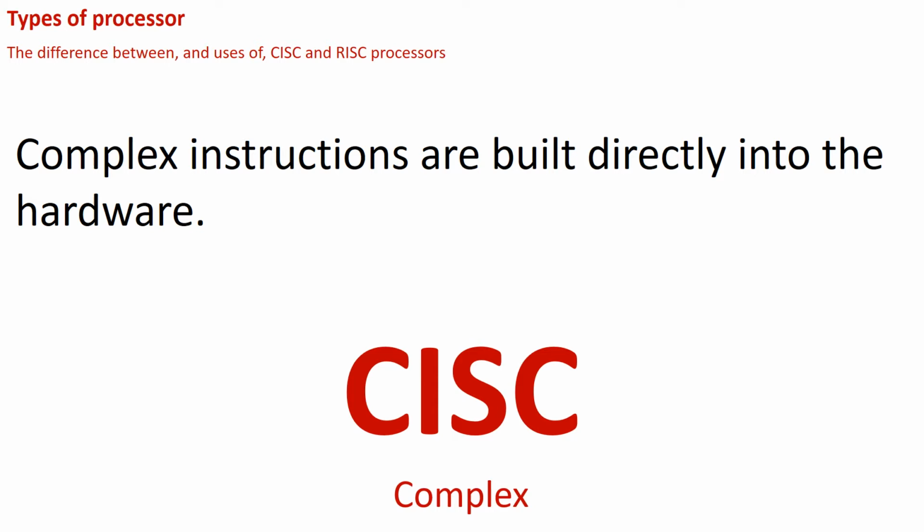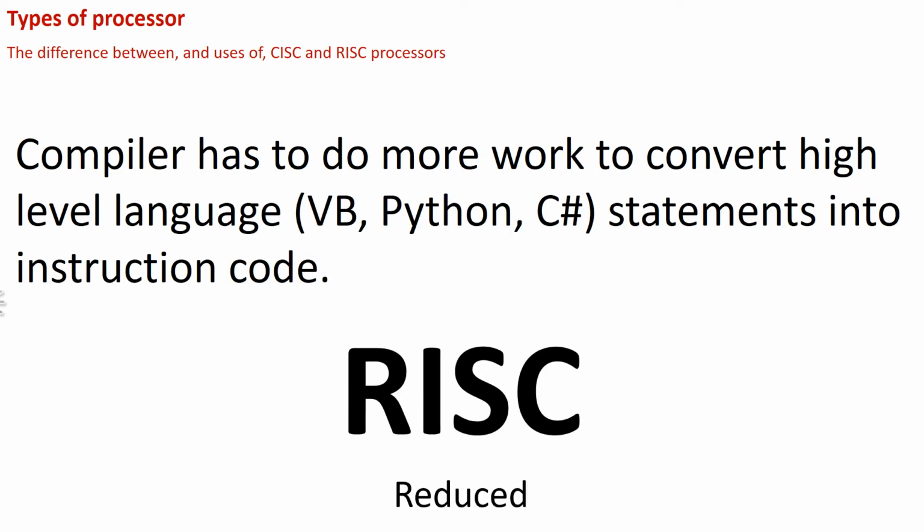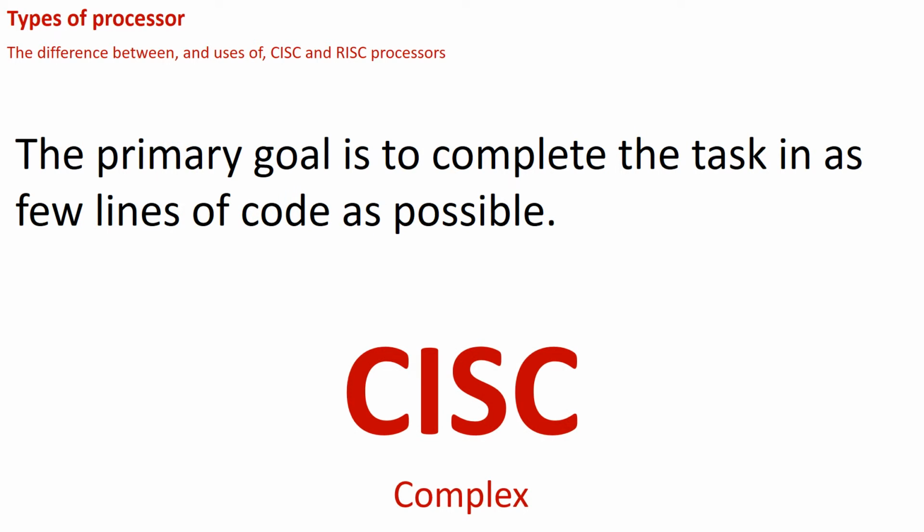So I'm going to read out a statement and I want you to tell me whether it is CISC or RISC. So the complex instructions are built directly into the hardware. Please write this out and then decide if it's CISC or RISC. The compiler has to do more work to convert high-level language, such as Python, VB or C Sharp, into instruction code. Write your answer now. That would be RISC.